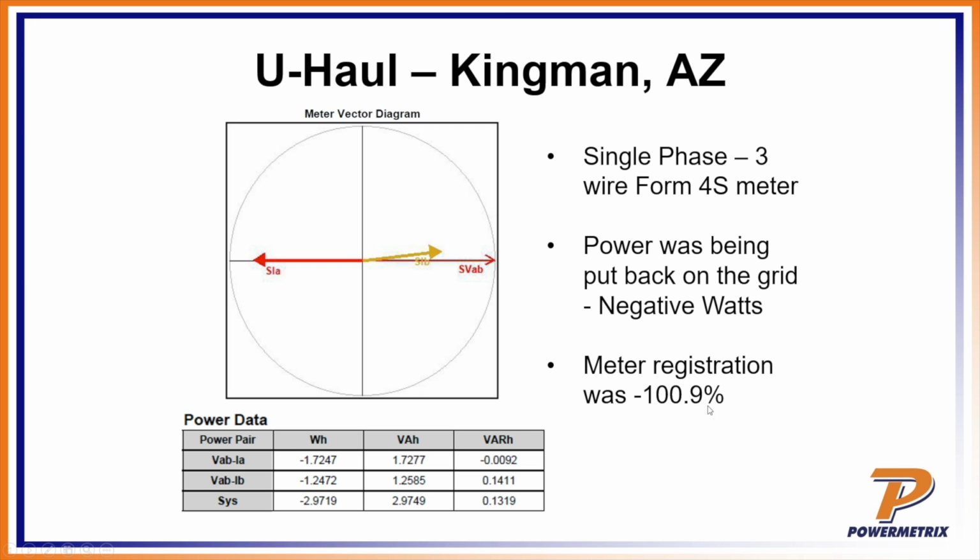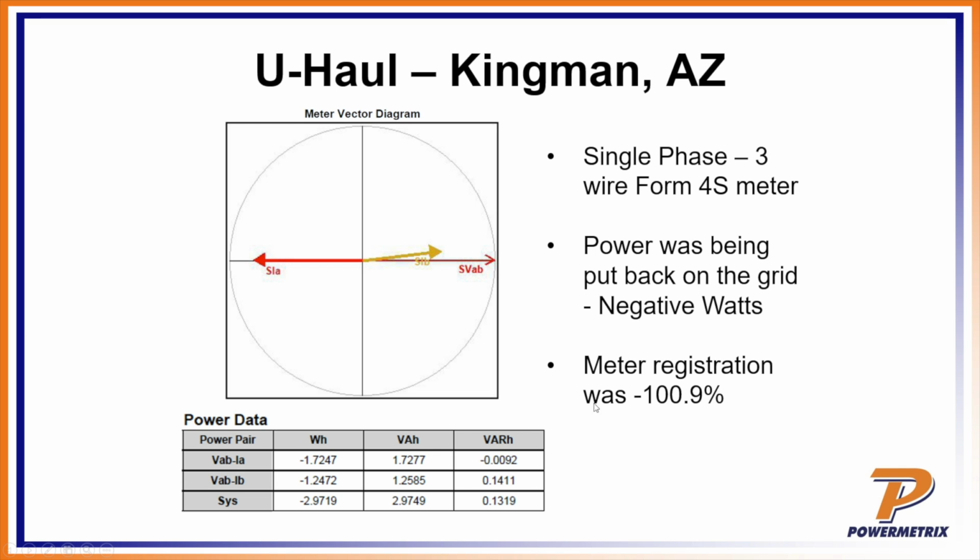Important point about the meter test, the meter registration was minus 100.9%. Now that minus sign is simply because the meter is running what in olden terms would have been backwards, but it's still registering properly. The reason it's 0.9% is we're using clamp-ons on this particular site, and so the clamp-ons are a little bit less accurate, but that's still a good reading for that particular meter.